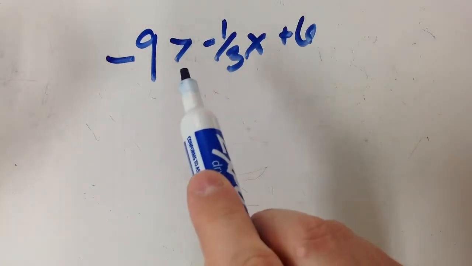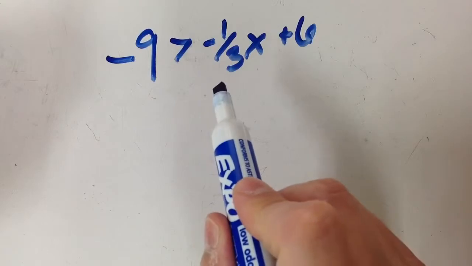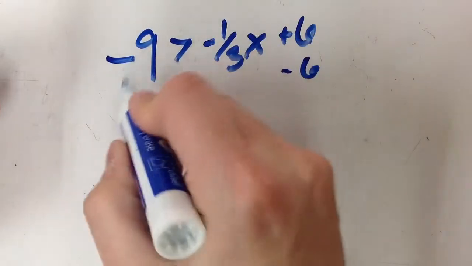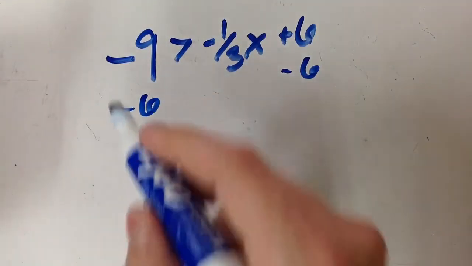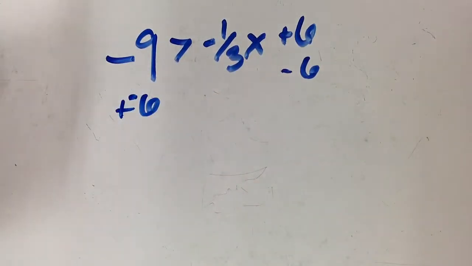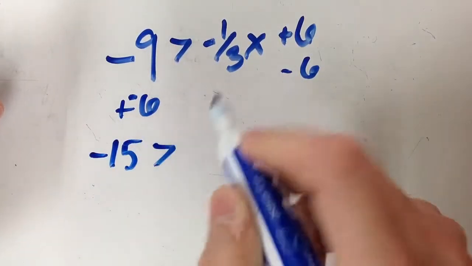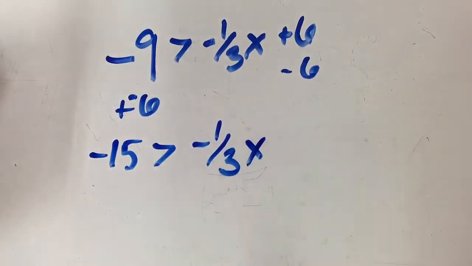I'm not going to switch out my equal sign this time, I'm just going to leave it as the inequality. Okay, I've got negative 1/3 times x plus 6. Opposite of adding 6 to both sides is to subtract 6. Negative 9 minus 6, or negative 9 plus a negative 6, is negative 15, is greater than negative 1/3 x.